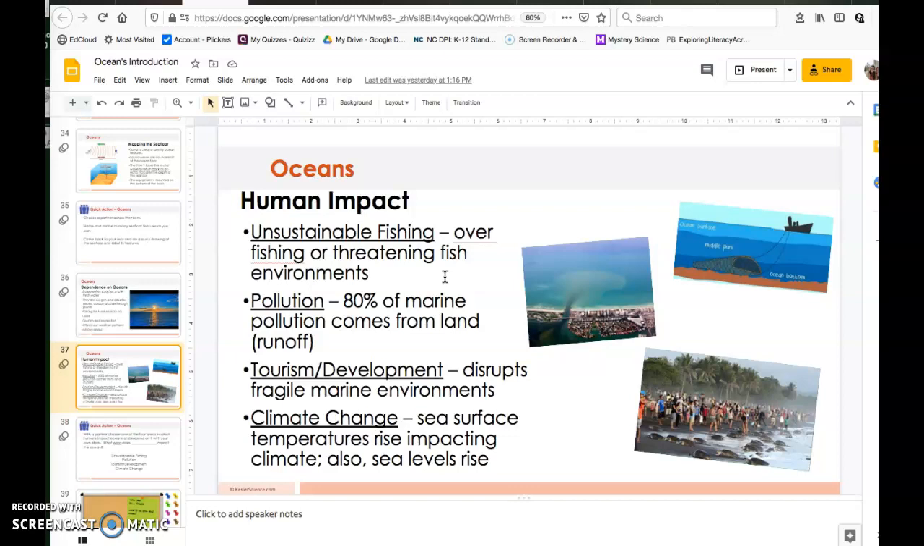We are polluting the ocean. 80% of marine pollution comes from land and runoff. We know that. Tourism disrupts the fragile marine environments, and development as well, so we're taking the animals' homes just like we're doing here on the terrestrial land.